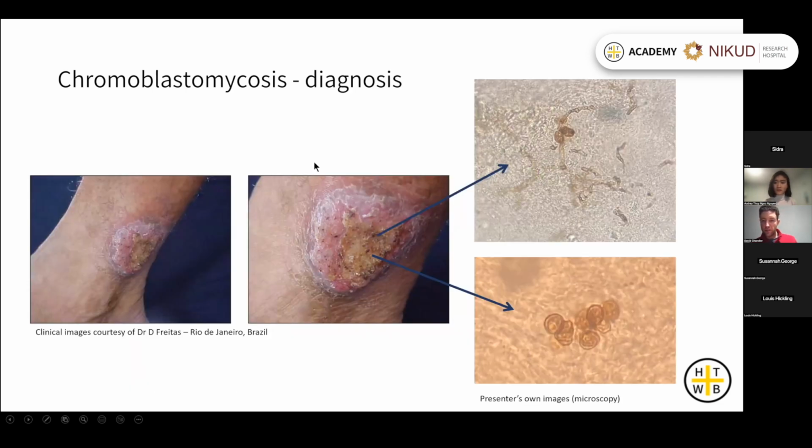So to make the diagnosis here, a skin scraping may be sufficient, and you may see the muriform cells from a scraping. Otherwise, if you take a skin biopsy, you can also see these cells. You can also, on a scraping, sometimes see pigmented hyphae, which you can see here.